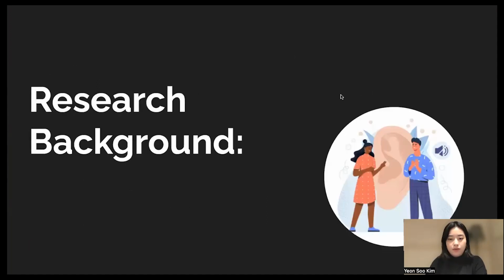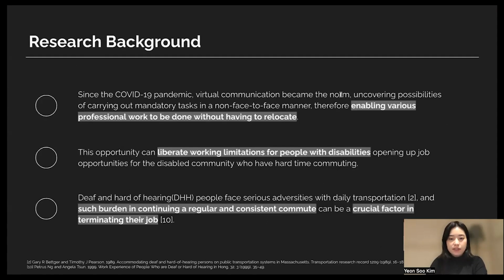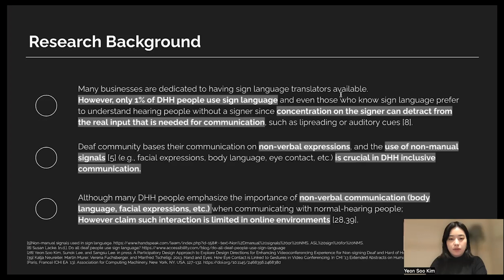First, I will briefly go through the research background. Video conferencing as a norm has many potentials for the deaf and hard of hearing community, such as liberating working limitations caused by excessive commute. However, only providing sign language interpreters in these digital environments is counterproductive because not all DHH people use sign language, and there are sudden meetings that do not allow enough time to invite a sign language translator.